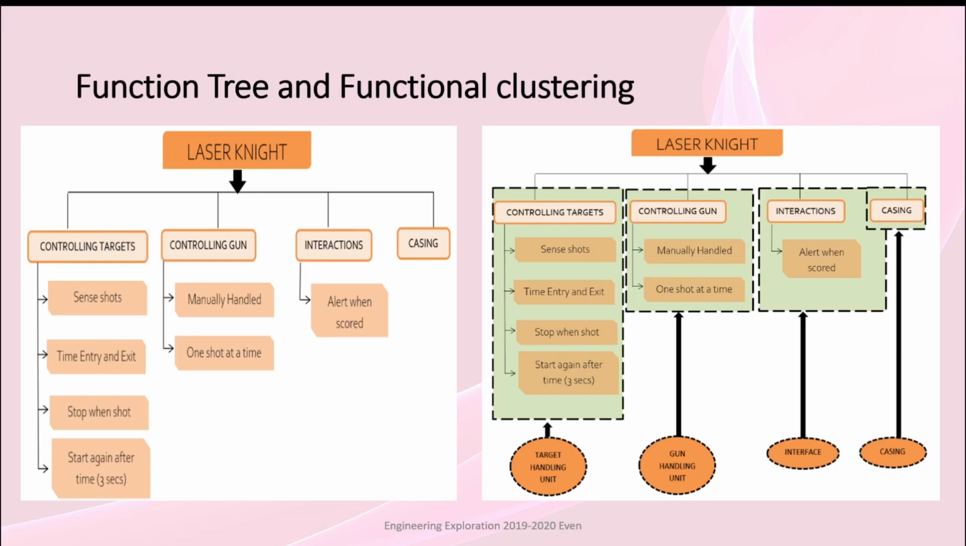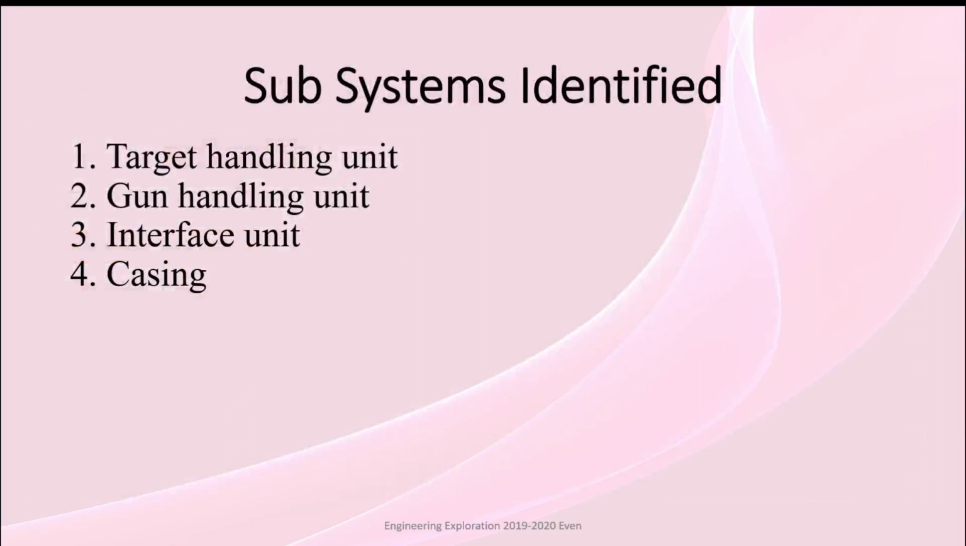The various functions of the target handling unit are to sense shots, time entry and exit, stop when shot, and start again after 3 seconds. The various functions enlisted under the gun handling unit are that it should be manually controllable and it should emit 1 shot at a time, whereas the only function of the interface unit is to alert the player when scored. So these are the total subsystems identified.